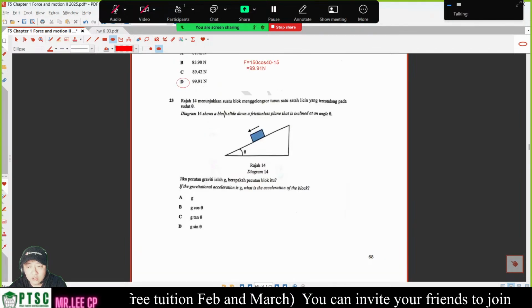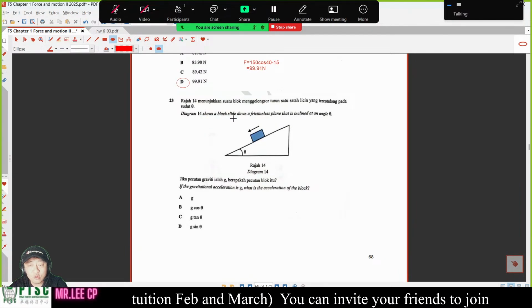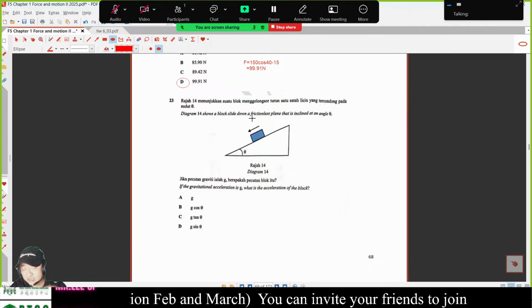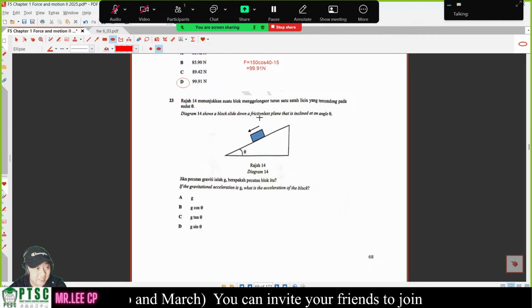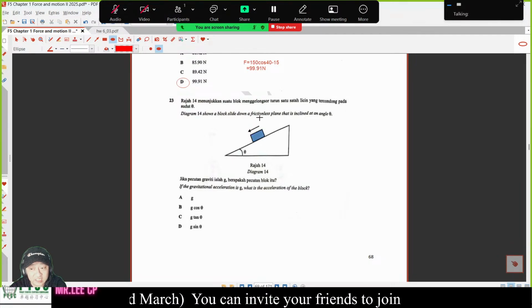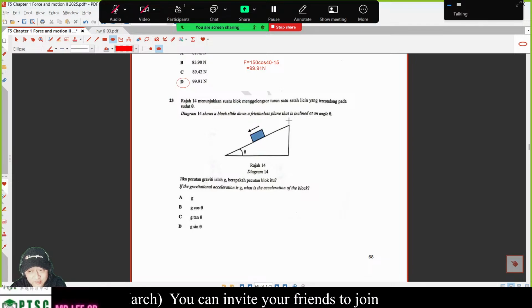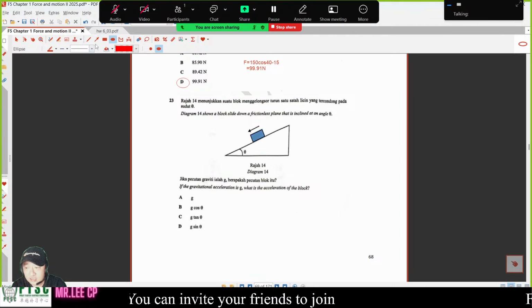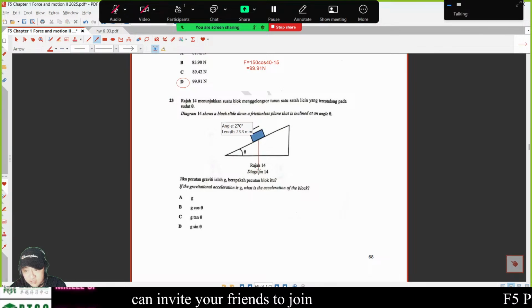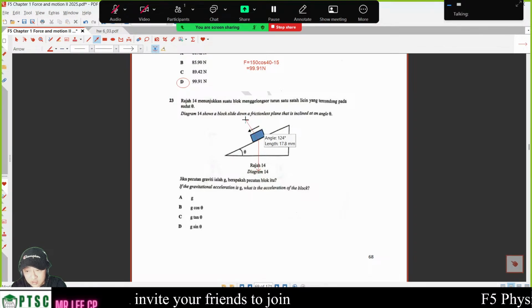Diagram 14 shows the block sliding down a frictionless plane. What is a frictionless plane? The plane is smooth, no friction. The angle is theta. So we label all the forces first. This is W. This is R.